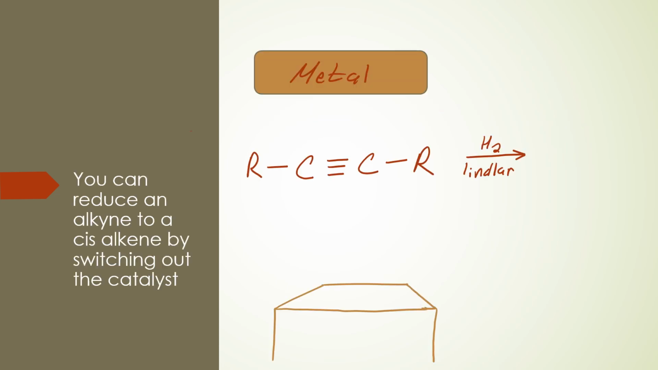You can also reduce an alkyne to a cis-alkene by switching up the catalyst. You would have to use a poisoned catalyst to only add the hydrogens onto one side. Lindlar's catalyst isn't as reactive as the other ones, so it will only add 1 mole of H2 instead of 2. This will give you a molecule that looks something like this, to give you a cis-alkene.